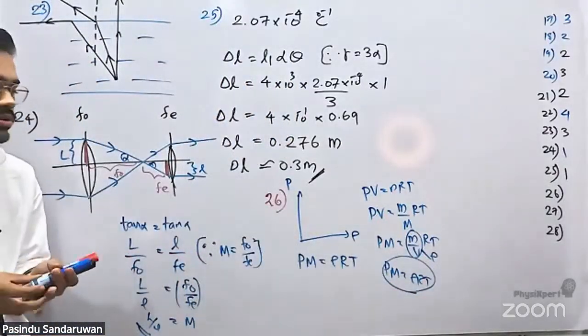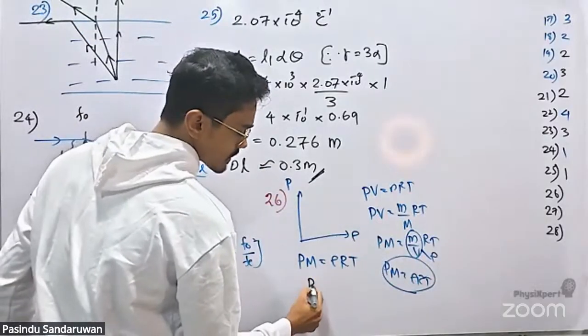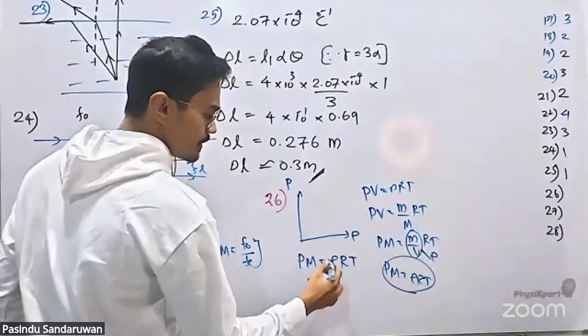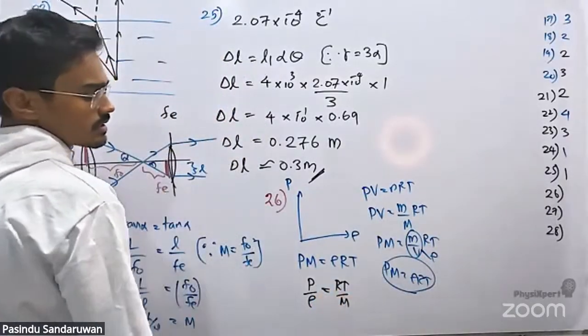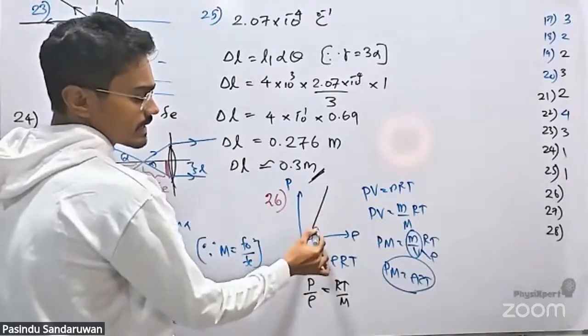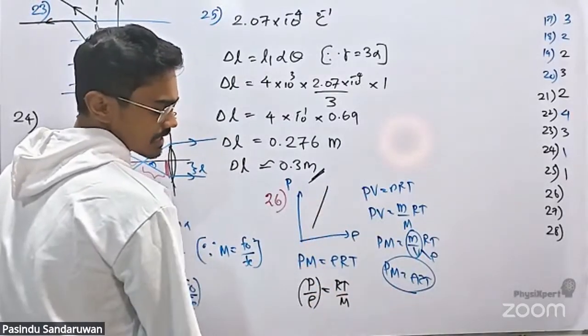PM equals rho RT. Gradient here is P over rho. So I'm going to create the gradient P over rho. P over rho is what? RT over M. Which means the gradient here represents RT over M.